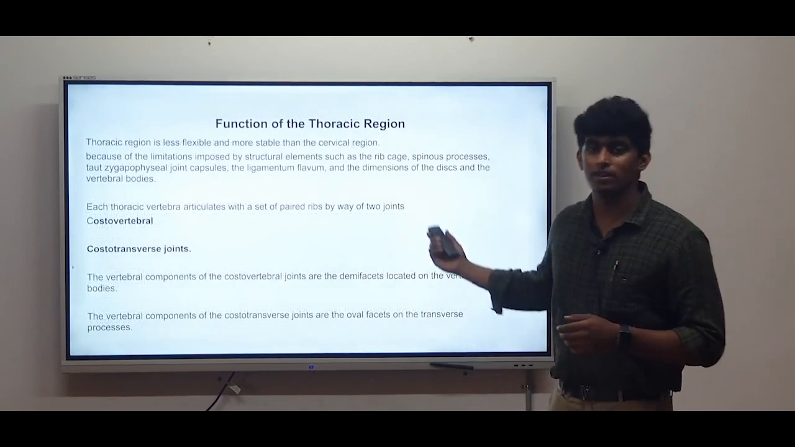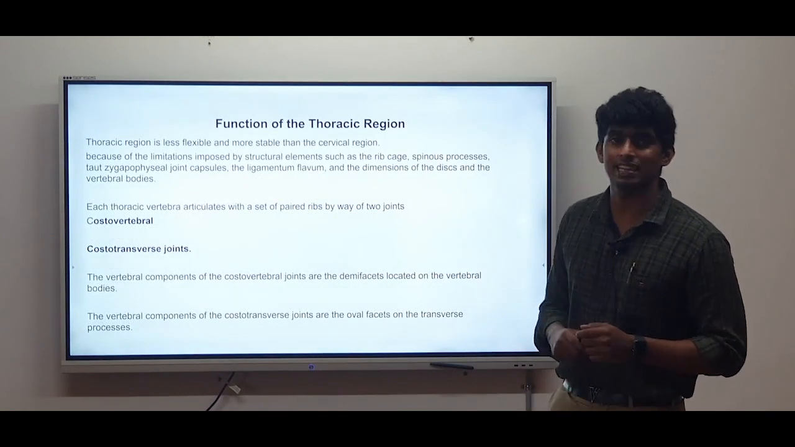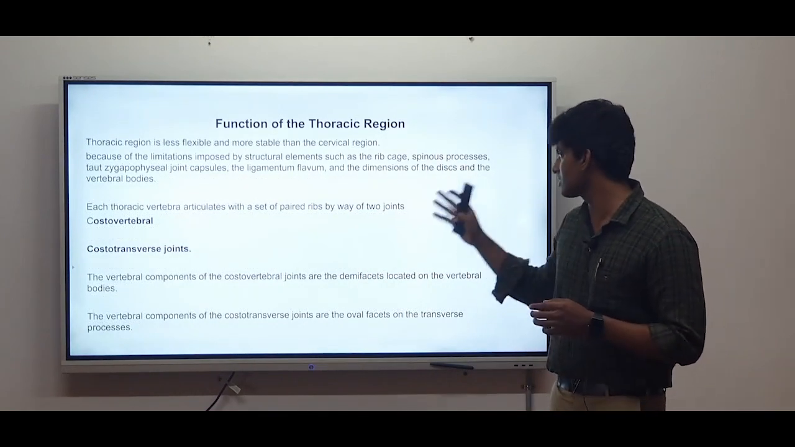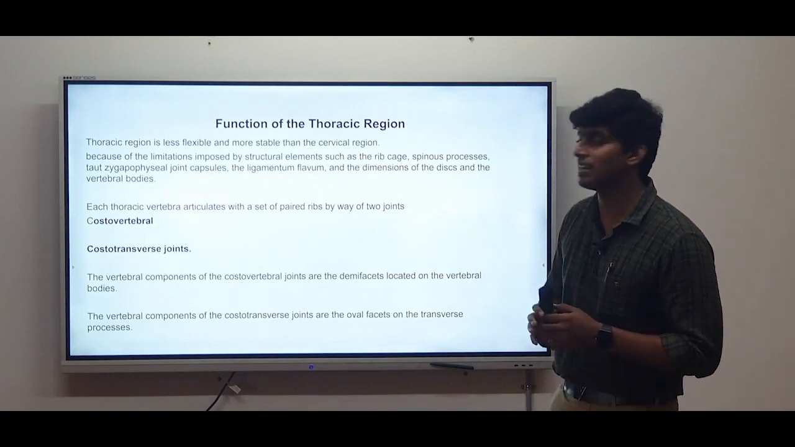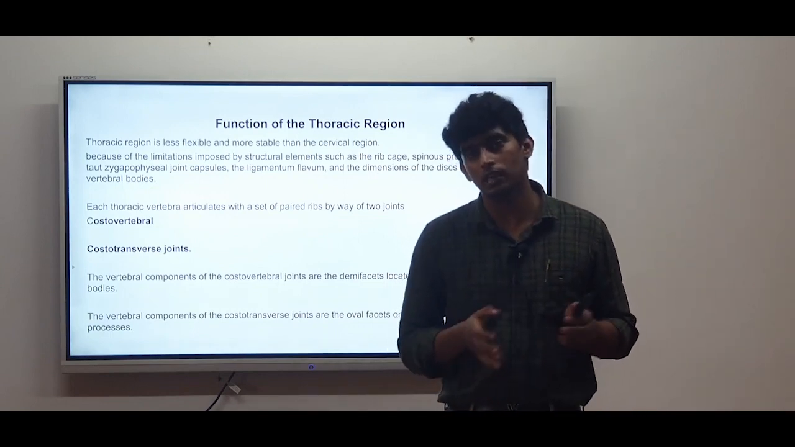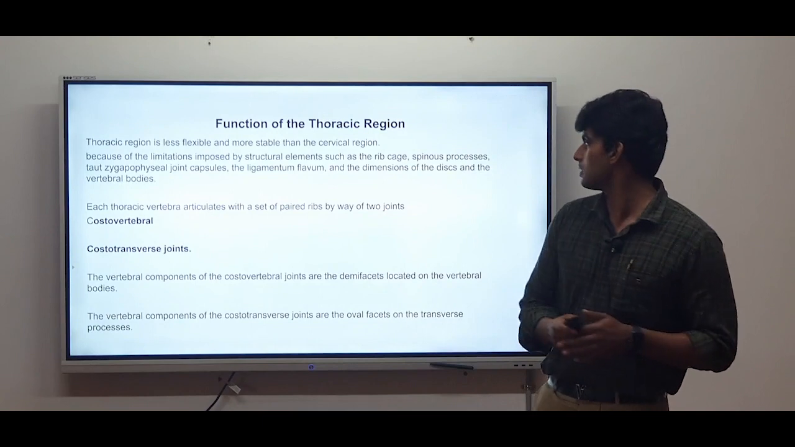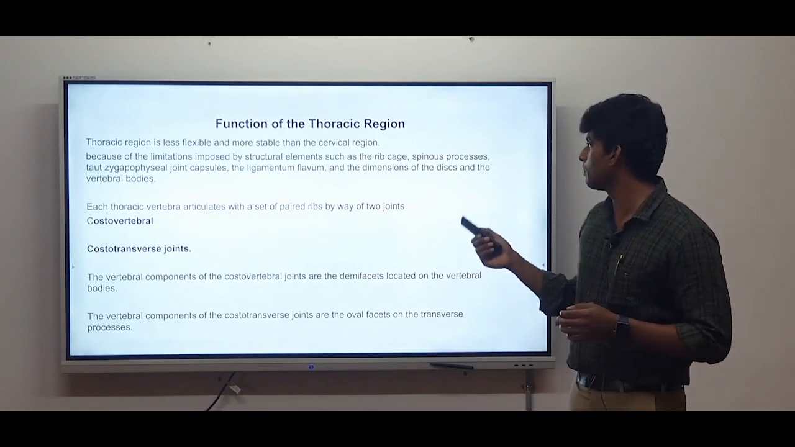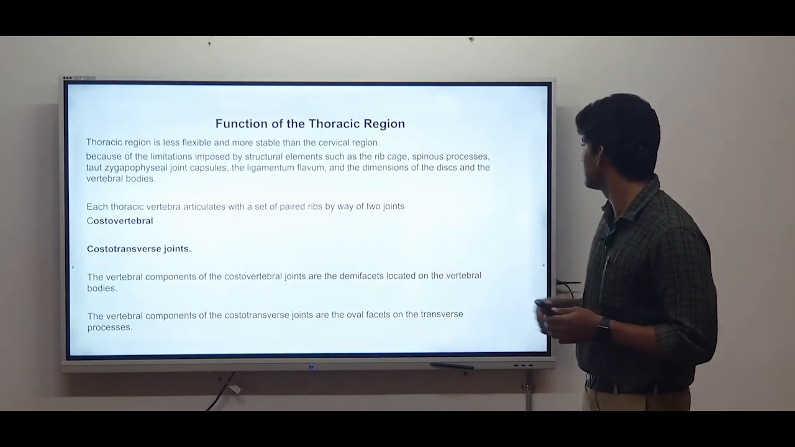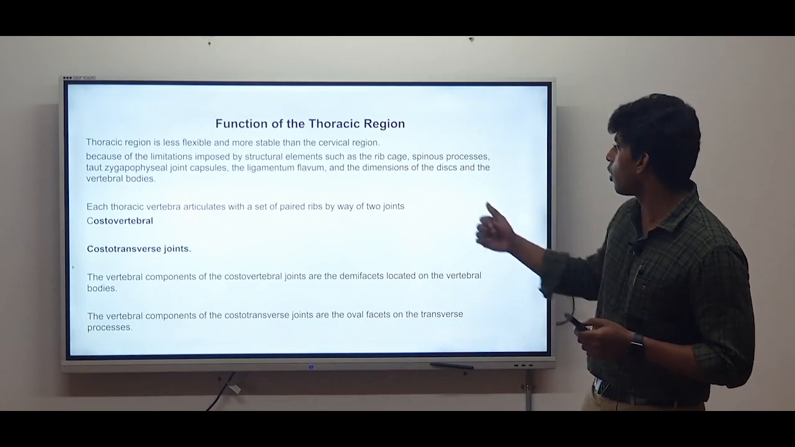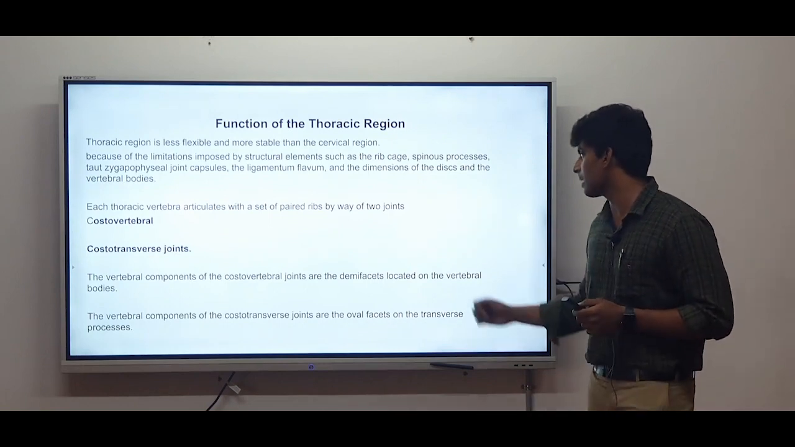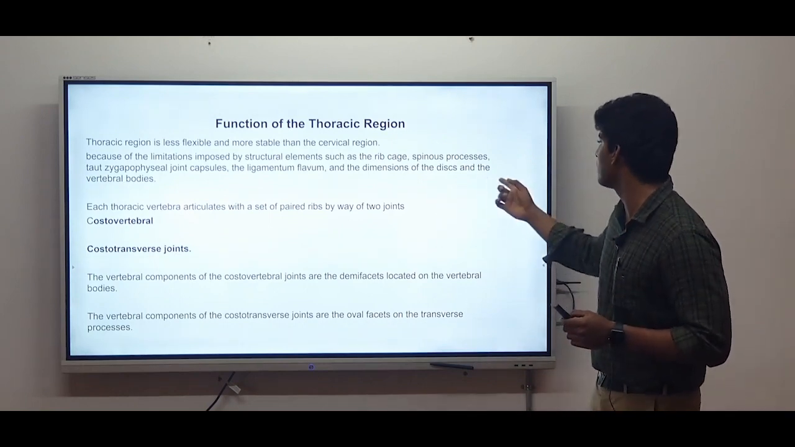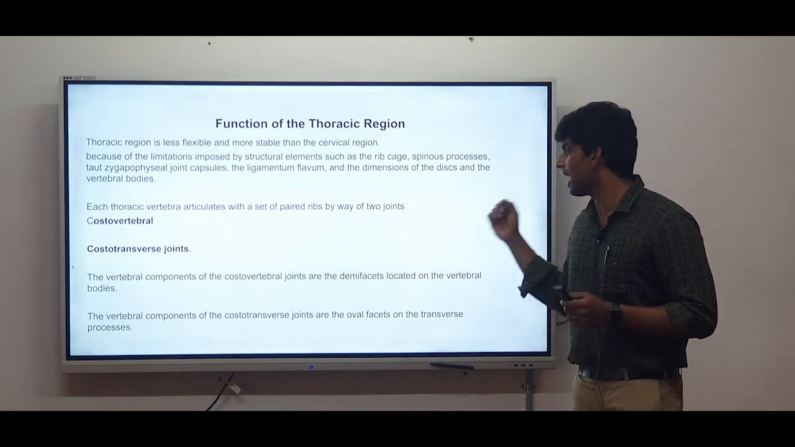Now I am going to discuss the function of the thoracic region. The thoracic region is less flexible and more stable than the cervical region, as I explained in the last slides. This is because of the limitations imposed by structural elements such as the rib cage, spinous process, taut zygapophyseal joint capsule, ligamentum flavum, and the dimensions of the disc and the vertebral body.